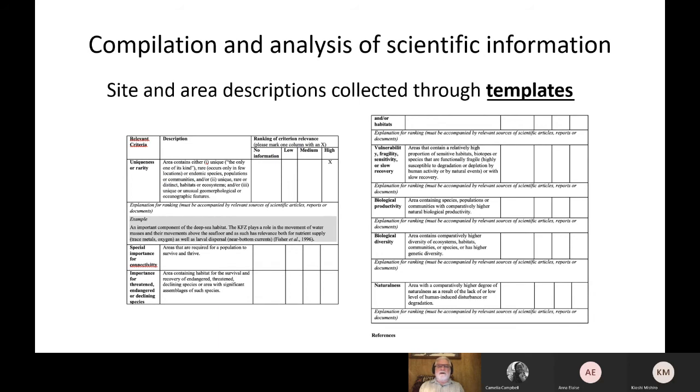The application of describing sites is going to be conducted through templates to allow consistency between the descriptions. And this is an example of a template showing criteria and then the measurement or estimation of whether or not a site meets the criteria at a low, medium, or high level.